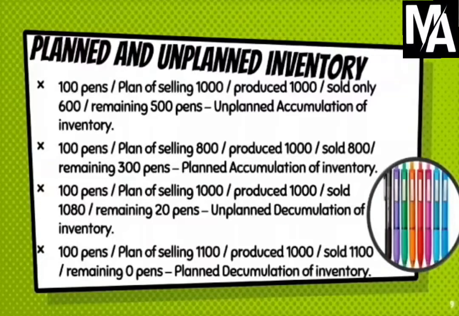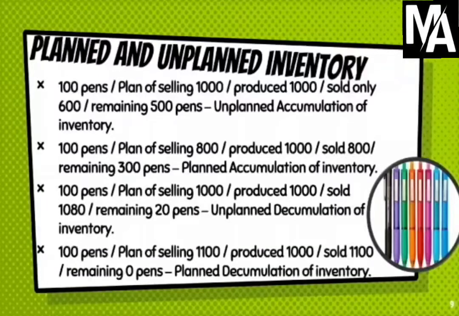Let's continue. 100 pens as opening stock and the person plans on selling 1000 pens. And he produces 1000 pens, which means now he has 1100 pens. But he sold more than what he planned, that is 1080 pens, which means he had 1100 pens with him. He sold 1080 pens and he has only 20 pens remaining with him. This is called unplanned decumulation of inventory or reduction in inventory since the plan was not followed.